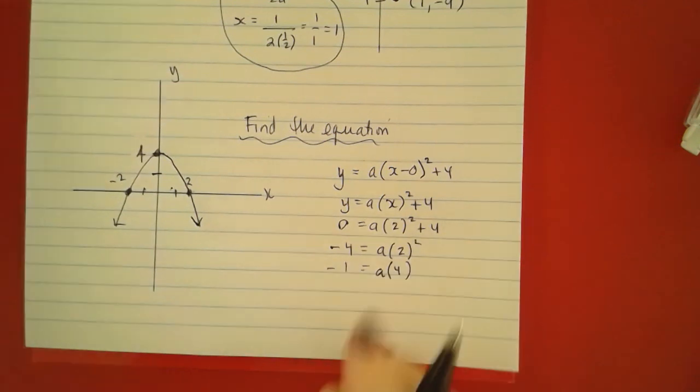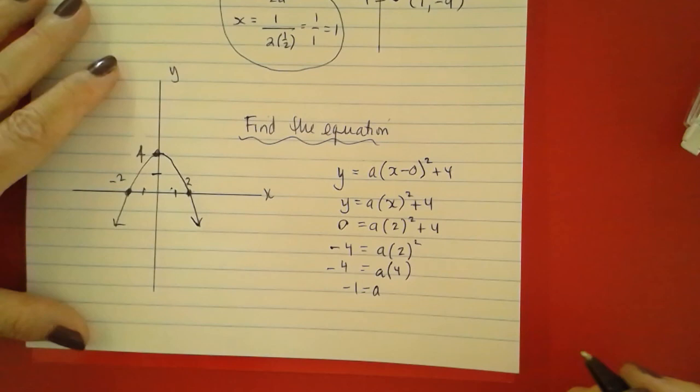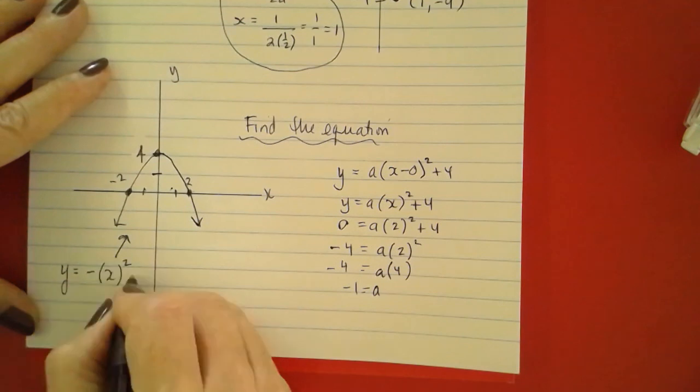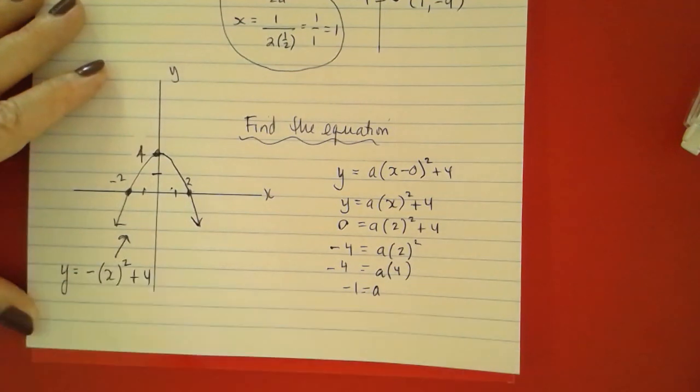Am I off the screen? Nope. So a is negative 1. Is that okay? So this equation is y equals negative x squared plus 4. I don't know why I put those brackets there. Okay, there's a little bit of that in those problems, a little bit of finding the equation. Do your best.